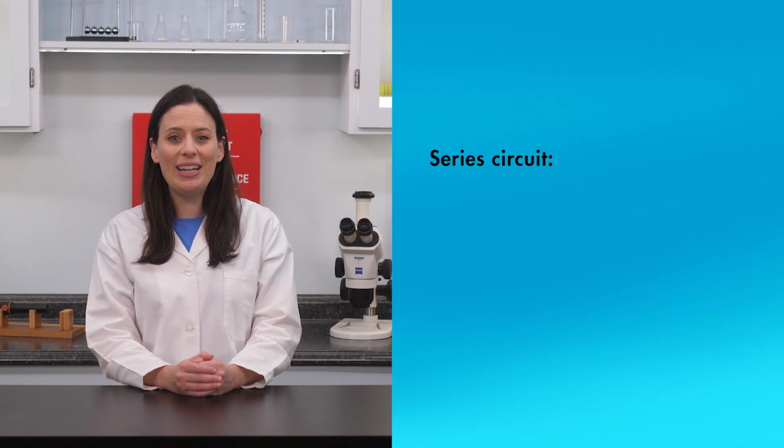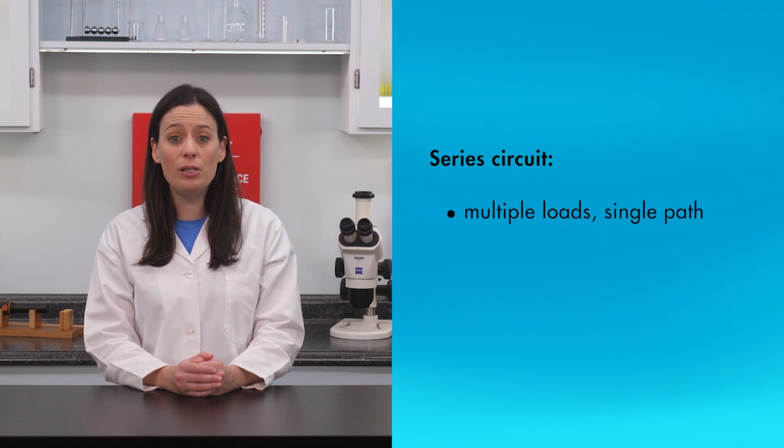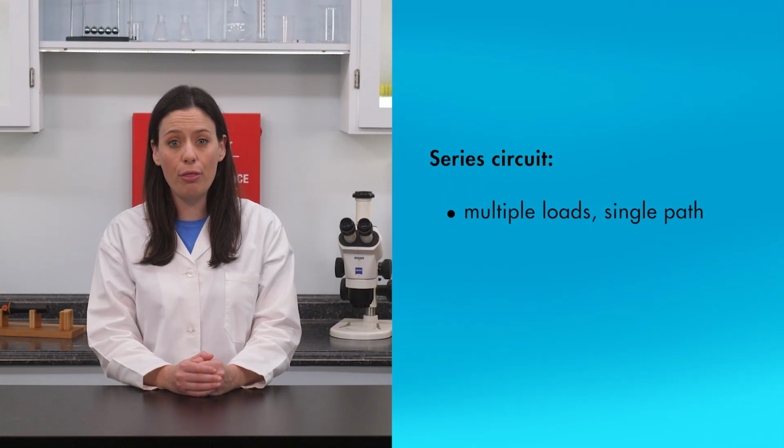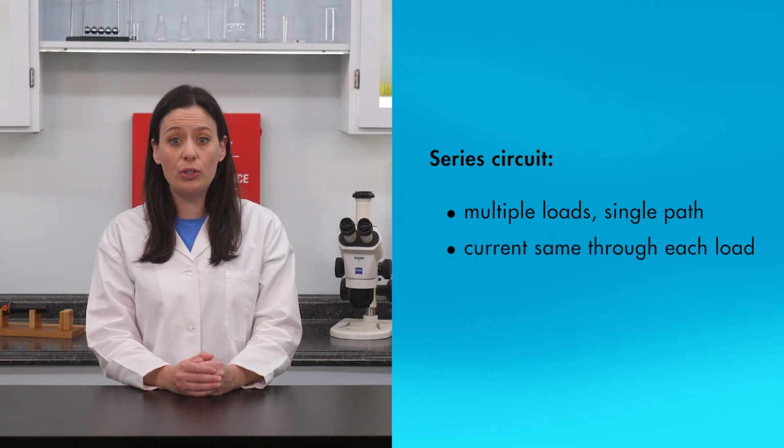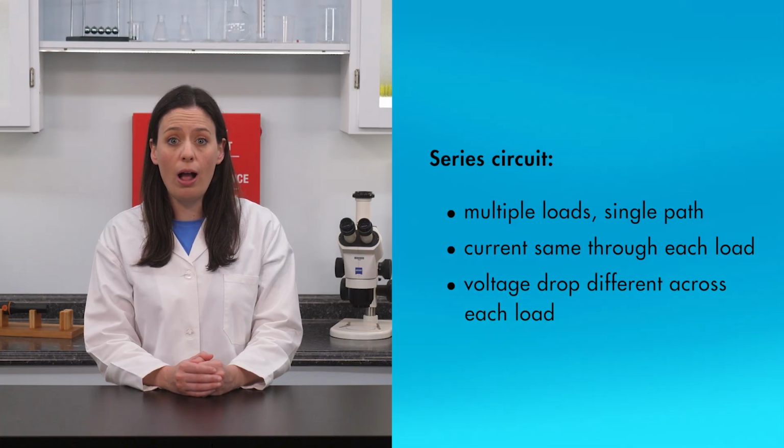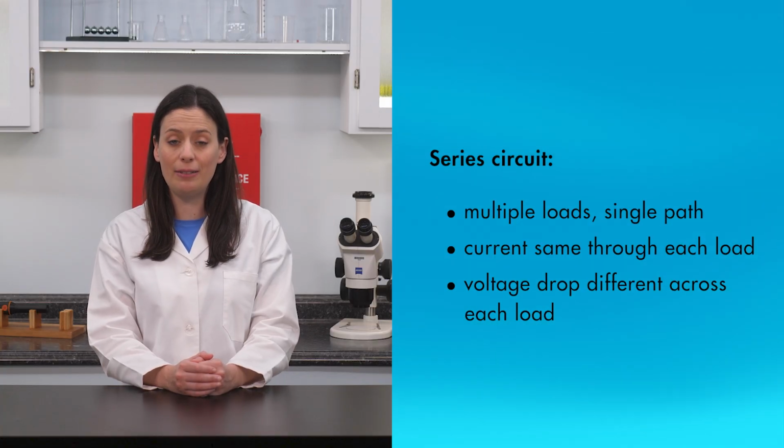In our simple DC circuit, the LED and resistor together make up one load. But circuits often include multiple loads. When multiple loads are connected in a circuit, they are connected in either a series circuit or a parallel circuit. In a series circuit, current passes through multiple loads connected in a single path. The same current flows through each load, but the voltage drop across each load is different.